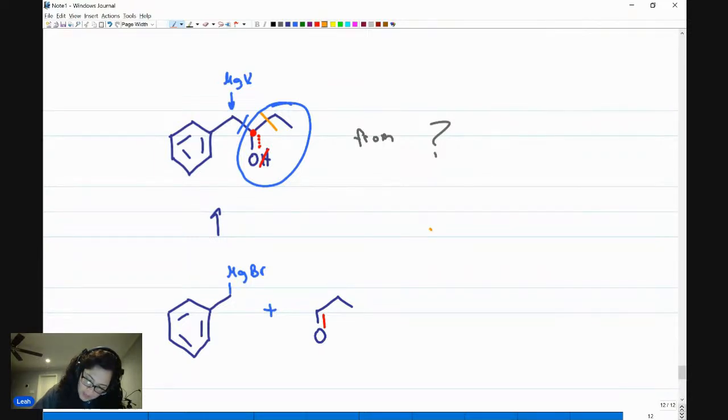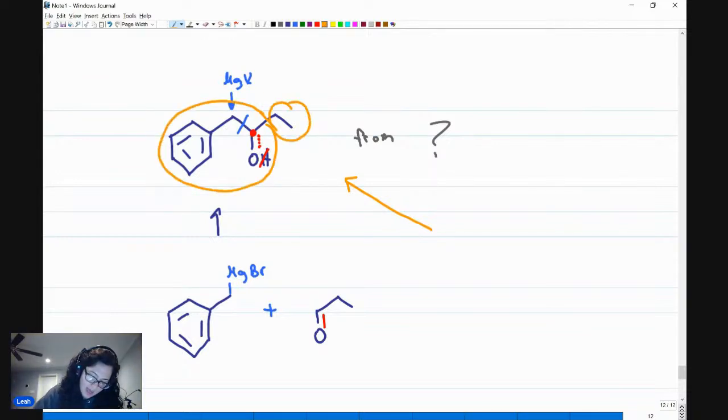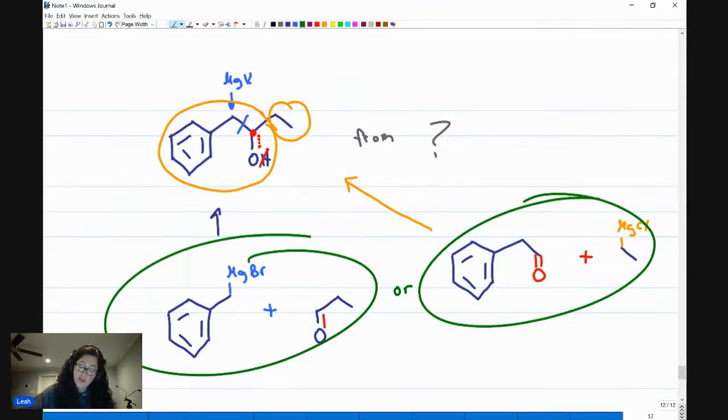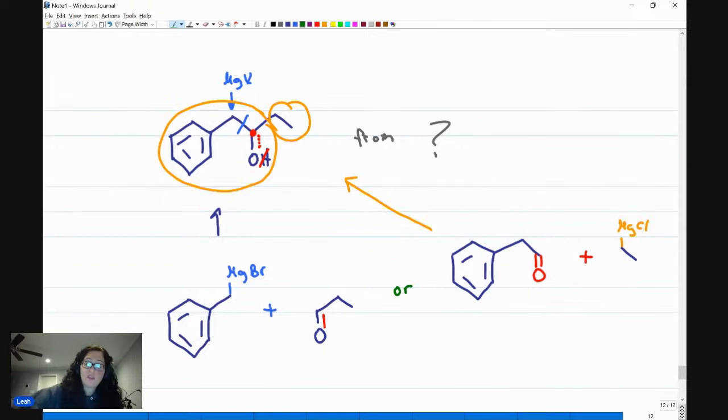Option 2 is this one, where I break it at the orange line. That means this is my carbonyl, and that is my Grignard. So let's start with the benzene ring, and it has 1, 2 carbons attached. 1, 2. That second one is the carbonyl, plus I have an ethyl with a Grignard. 2 options, or, and your professor may ask, give me all the different possibilities that I could have used to create this. And there you go.